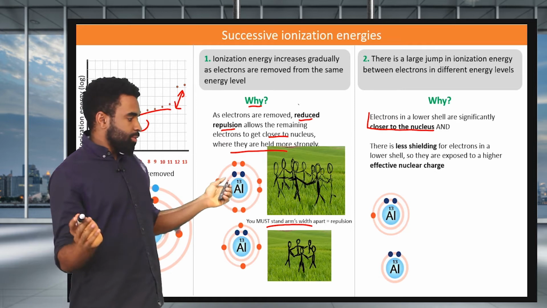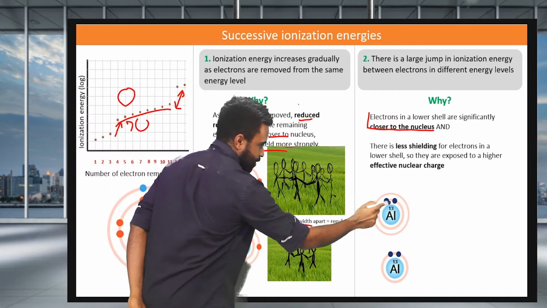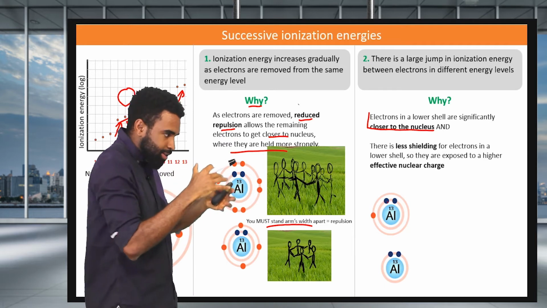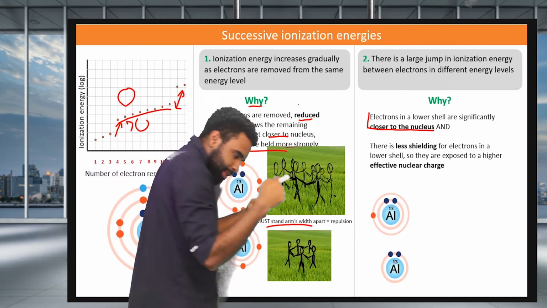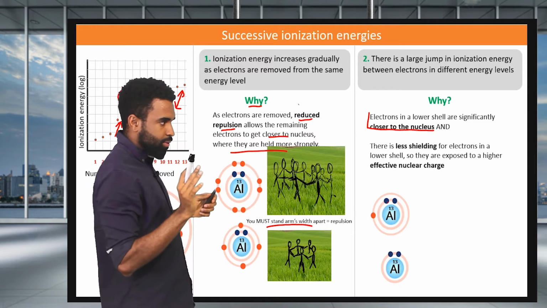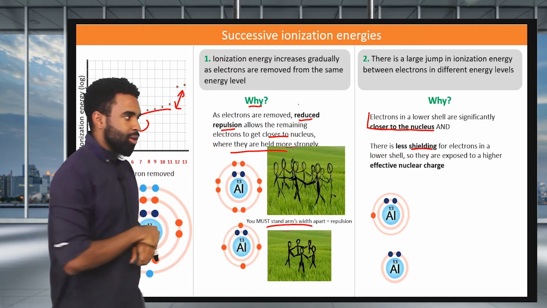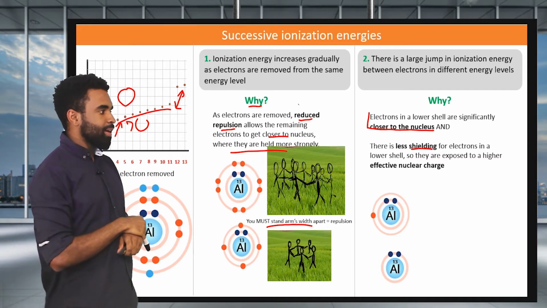This is extremely obvious, right? If we take these dark blue electrons here, they're closer to that pole of the nucleus, those positive charges, and therefore they're going to be held more strongly. The second one says there's less shielding for electrons in a lower shell. So they're exposed to a higher effective nuclear charge.